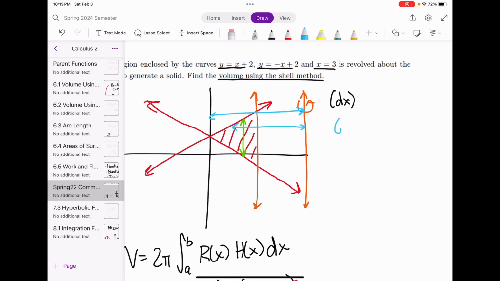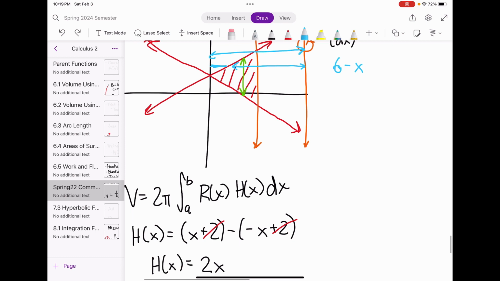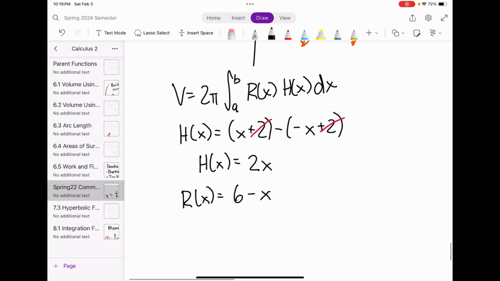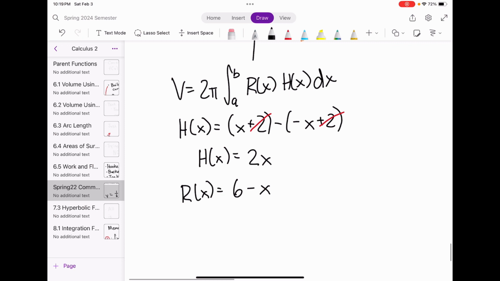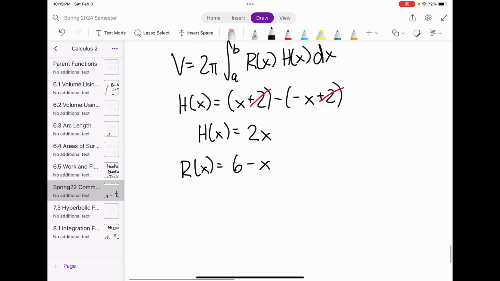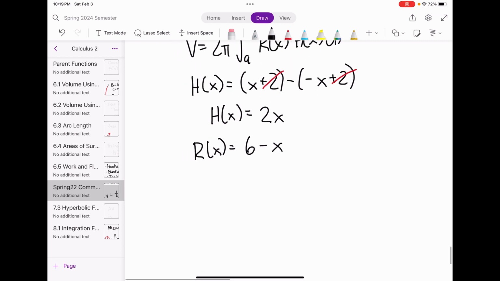So it's going to be 6 minus x. Because this value right here is x, right? And so if we remove that from this total value of 6, we get this gap that we want. All right, and so let's do that. Let's put 6 minus x into the equation. So now let's just put both of these into the equation.